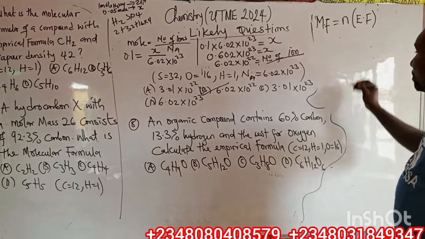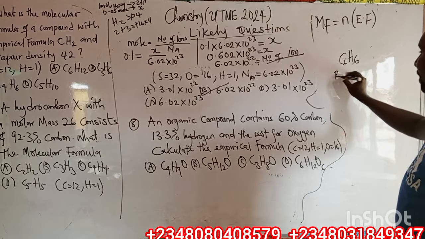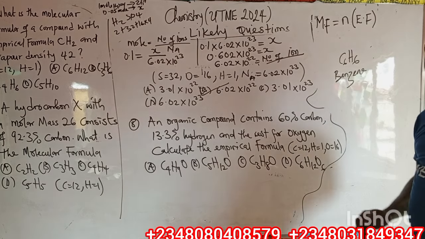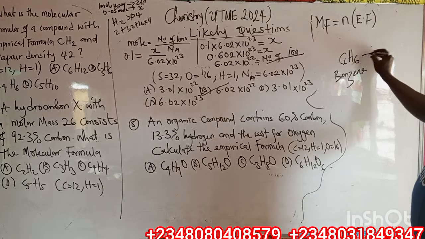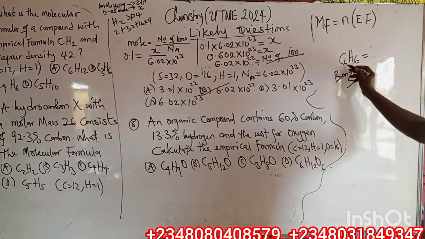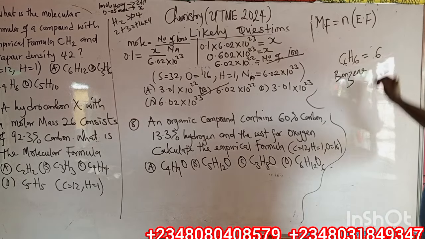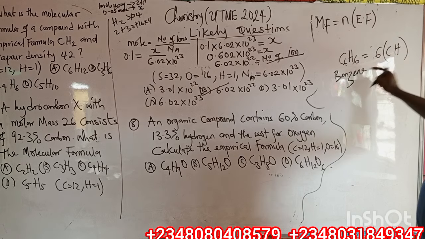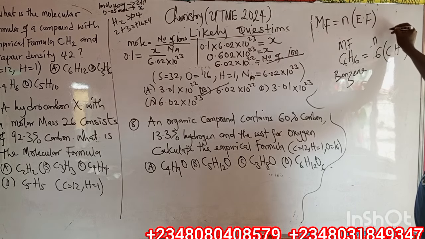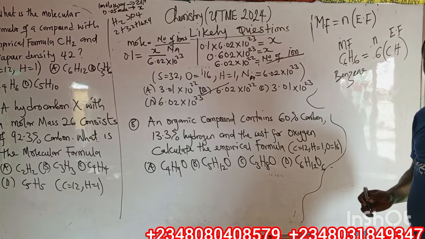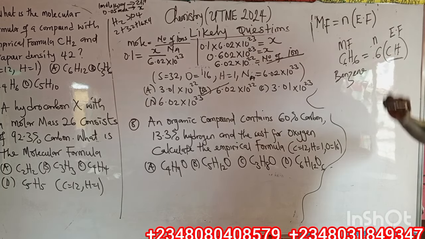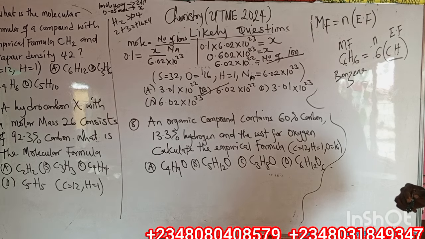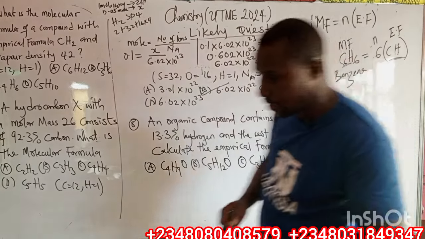For example, when you have C6H6, this is benzene. This is the molecular formula of benzene. Then what is the empirical formula of benzene? The simplest whole number ratio. What is common to carbon and hydrogen? 6. Bring it out. Then what will be left? CH. Therefore, C6H6 is the molecular formula, this is N, while CH is the empirical formula. This is the empirical formula of benzene. Take note of that.